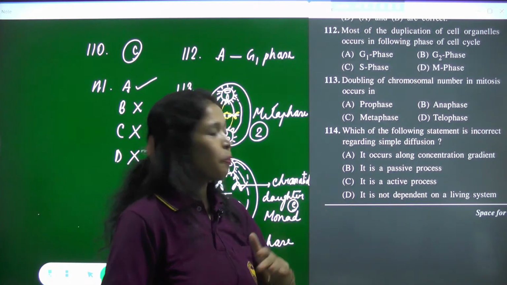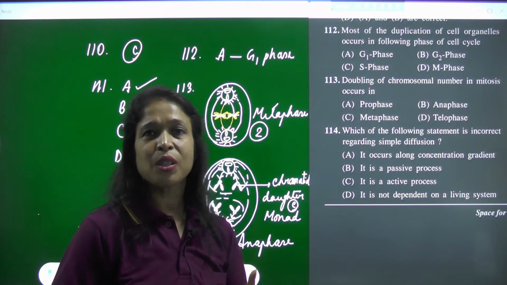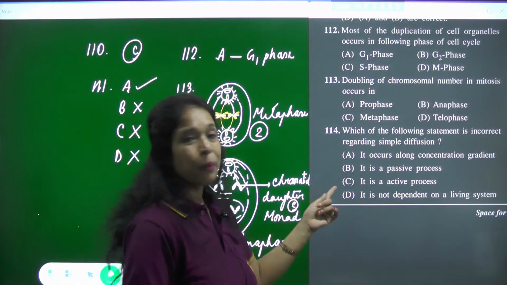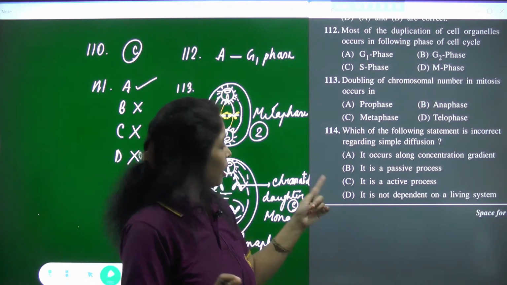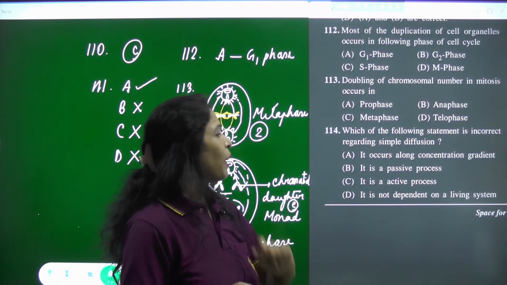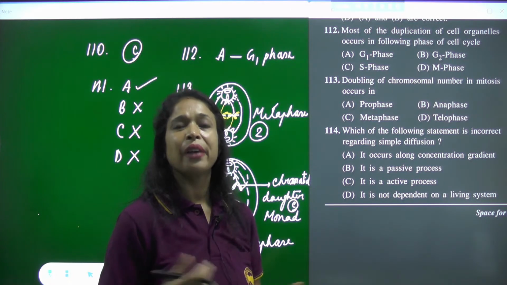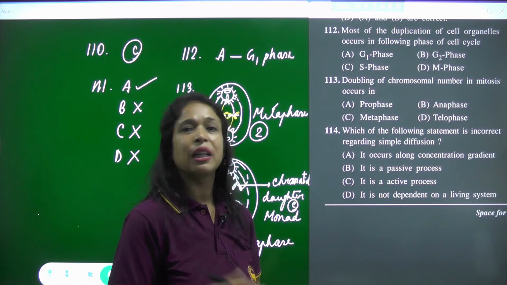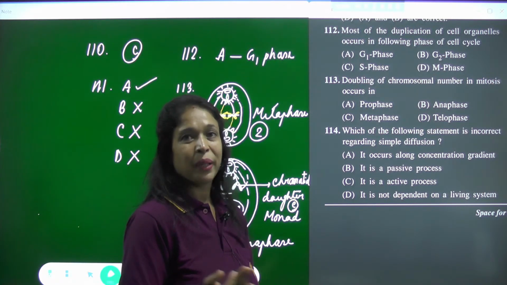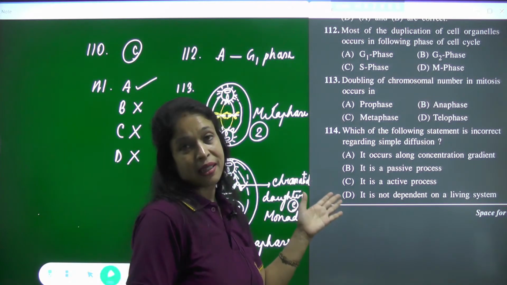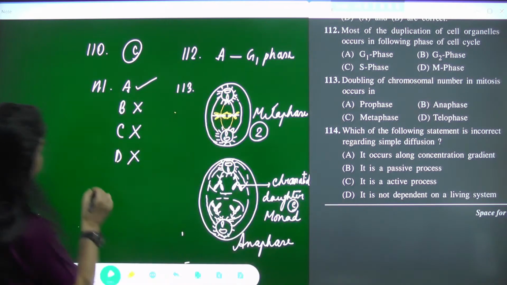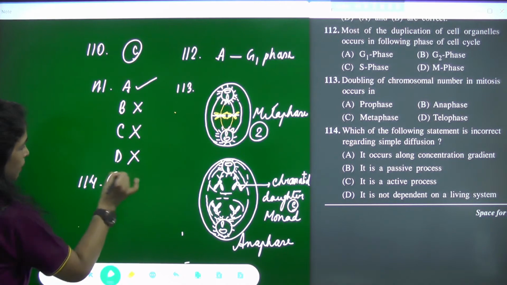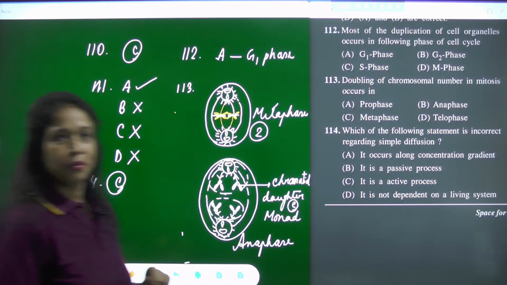It's a passive process. Yes. It is an active process. No. Energy is not required for the movement of the particle. So statement C is not correct. Last, it is not dependent on a living system. Yes, very true. Diffusion, the movement of the diffusing body, is not dependent on a living system. So what will be the answer? It is C. For 114, the answer will be C. Fine.